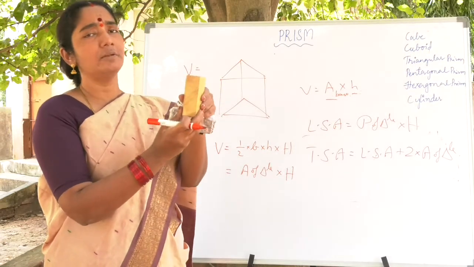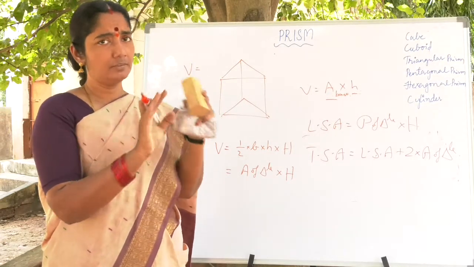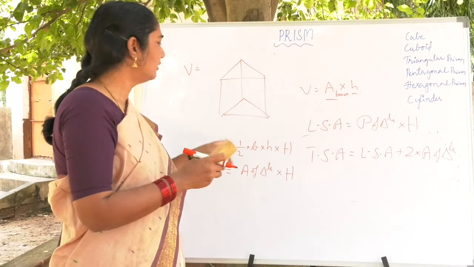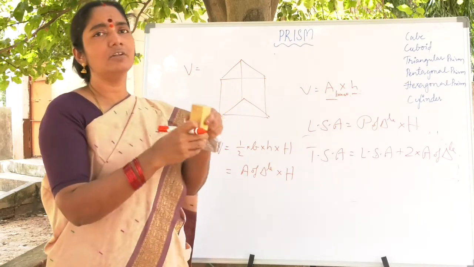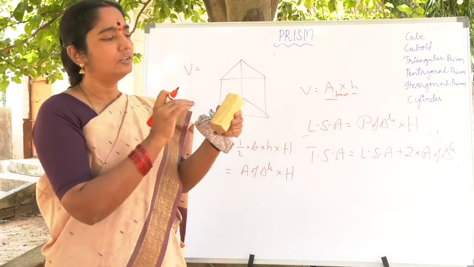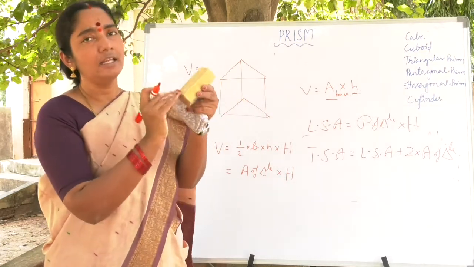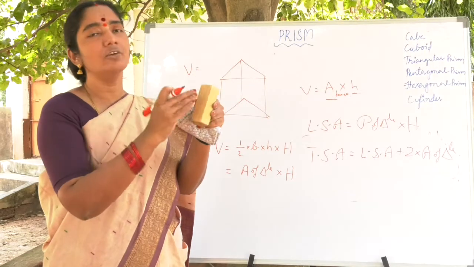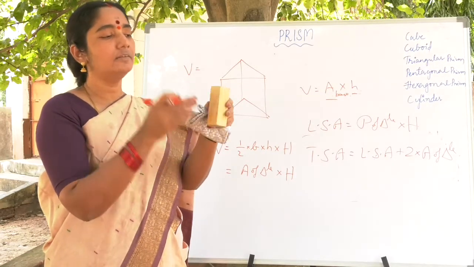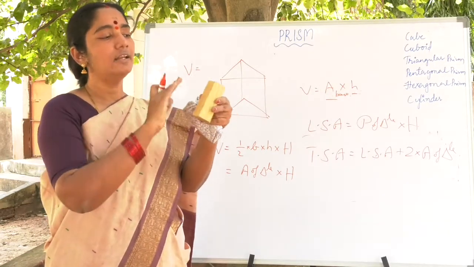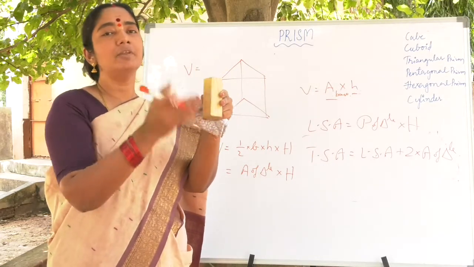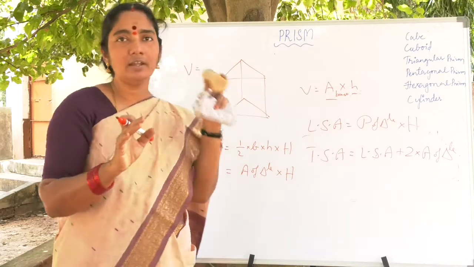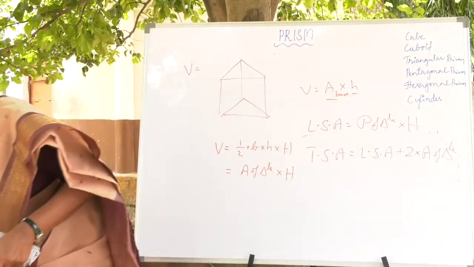This is a pentagonal prism. The formula is the same, my dear friends. For the volume, you take the area of the base into height. To get the lateral surface area, take the perimeter of the base into height. Total surface area is lateral surface area plus the area of this and this. Twice the area of the base plus the lateral surface area gives the total surface area of a pentagonal prism.